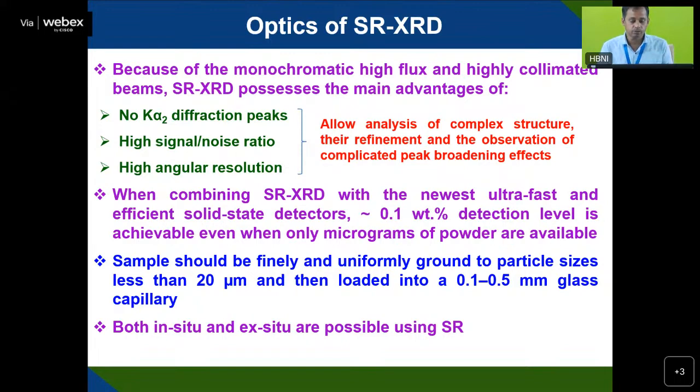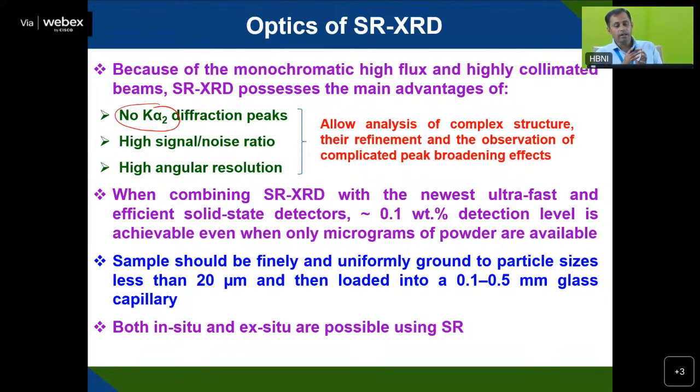Like K alpha 1 and K alpha 2, which in conventional XRD can be separated only partially. K beta you separate using a filter, for copper K alpha a nickel filter. But here there is no K alpha 2 diffraction peak. Because it is highly monochromatic and has a high signal to noise ratio, you will get better data and high angular resolution.